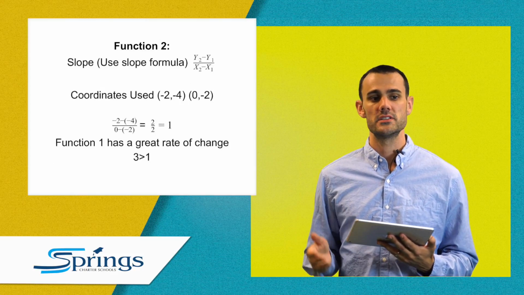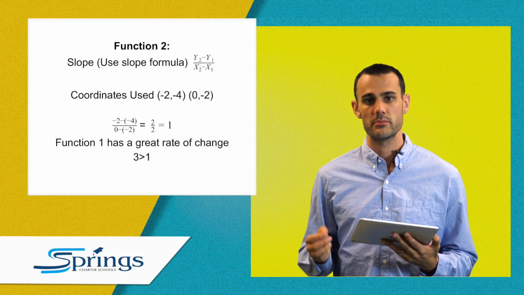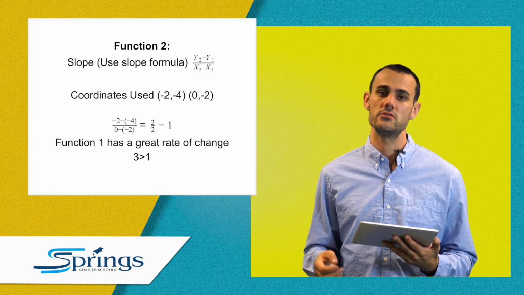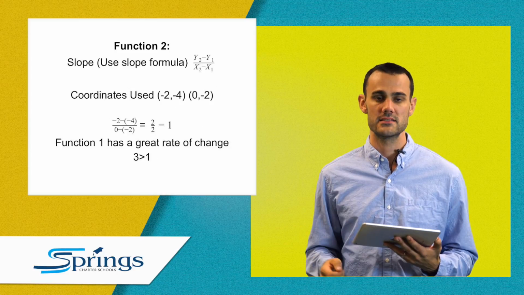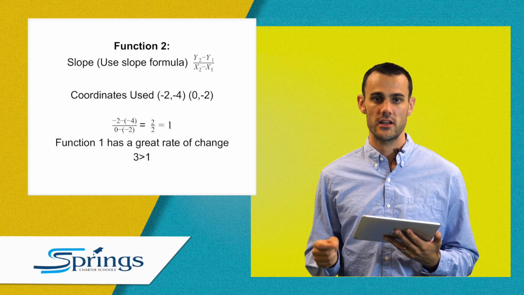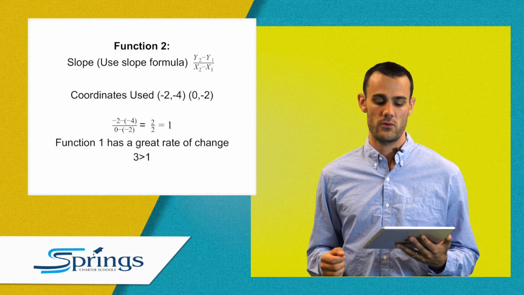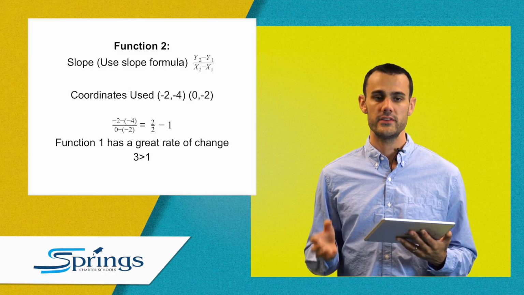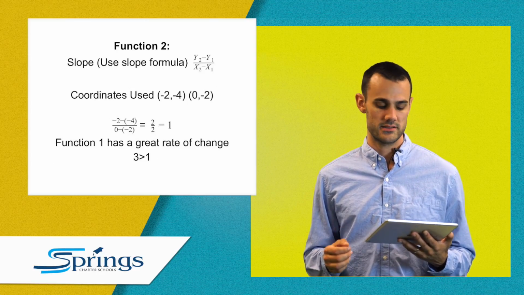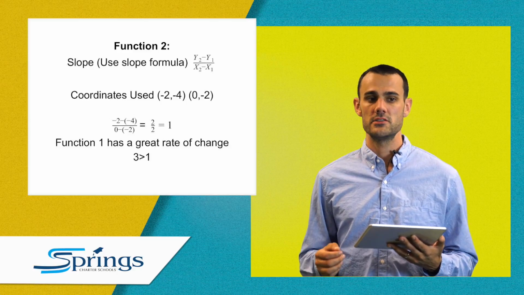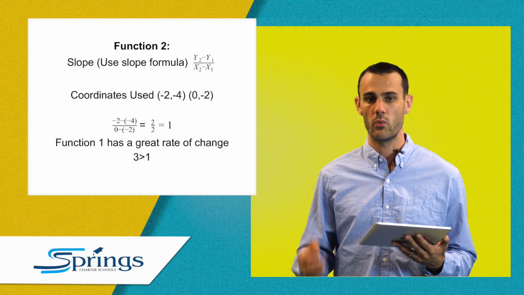Now, function 2 was given to us in a nice data table. So we need to use two of those coordinates, plug them into our slope formula, y2 minus y1 over x2 minus x1, for us to figure out what that slope is going to be for that specific function, and then we can compare the two. So I'm going to use the coordinates -2, -4, and 0, -2. Now I've inserted them for us here. I have -2 minus -4 over 0 minus -2. Now, that reduces down to 2 over 2, and then we all know that 2 divided by 2 gives us a nice whole number of 1.